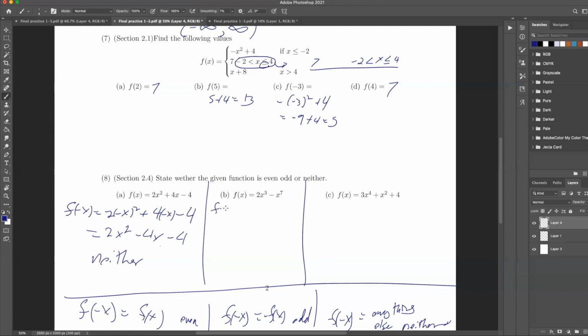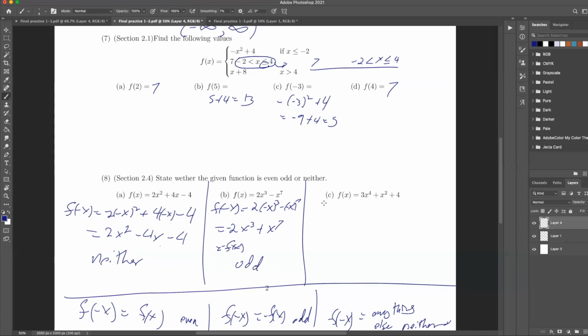Here, I'm going to plug in minus f of x, and I get 2 times minus x cubed minus minus x to the 7th, which simplifies to 2 times negative x cubed, which is minus x cubed, and then minus negative x to the 7th, which is positive x to the 7th. And so since these signs have all swapped, this is equal to minus f of x, and so this is odd.